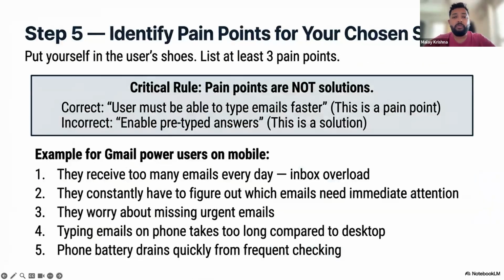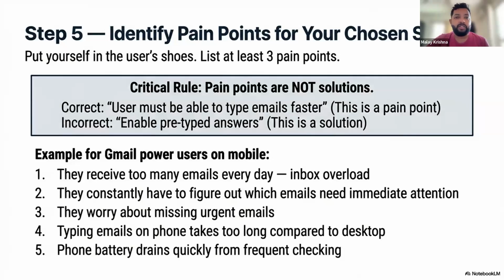Then you list down the pain points as per our framework, where you identify the pain points for your chosen segment. The critical rule here is that pain points are not solutions, right? So, typing emails on a phone is too long is a pain point. Adding pre-typed responses is a solution, right? So pain points and solutions are two different things. Don't mix them up at this stage. For example, in B2C, in Gmail, let's say inbox overload is a pain point.